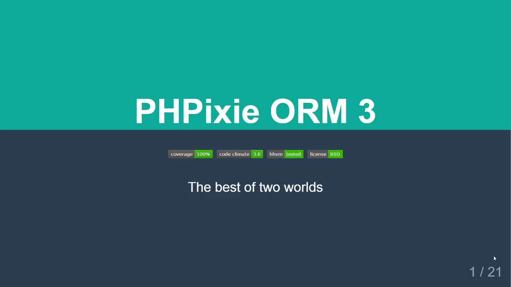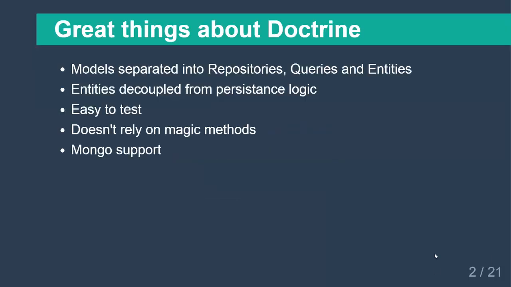So first let's look at what was the inspiration for creating this library. Here are some things that I like about Doctrine. This is, as I already mentioned, the separation of models into repositories, queries, and entities. The entities are decoupled from the persistence logic, which makes them easy to test. It's also that Doctrine doesn't rely on magic methods, and in fact it's very easy to trace what exactly is happening in the code, although sometimes it may be a bit harder to debug.